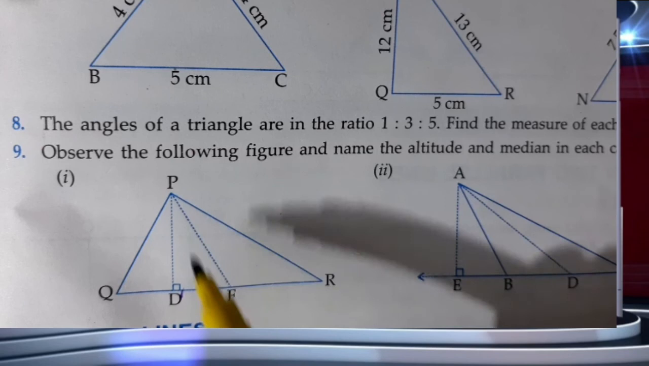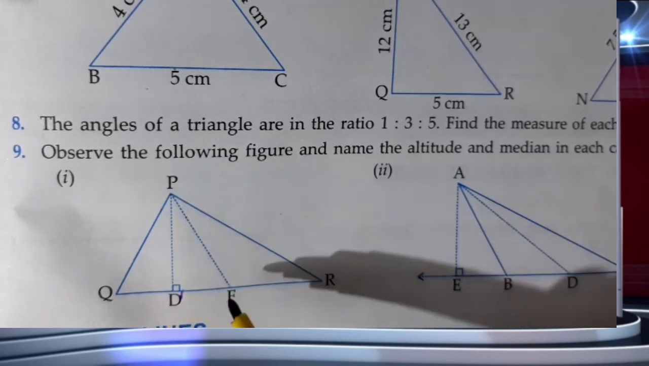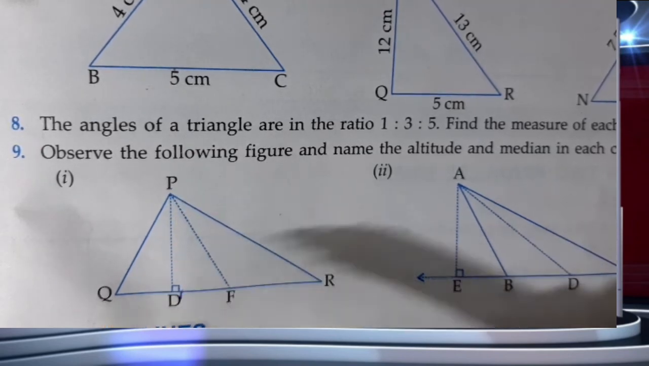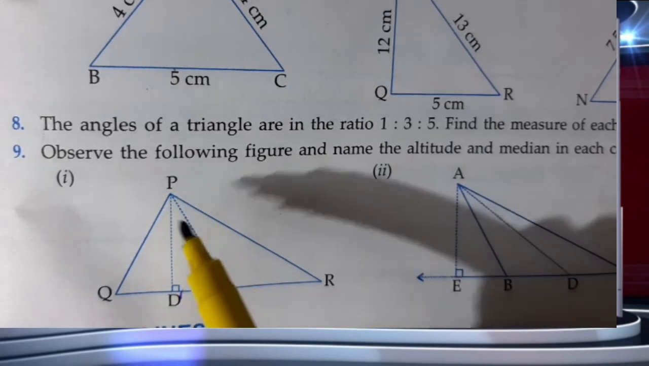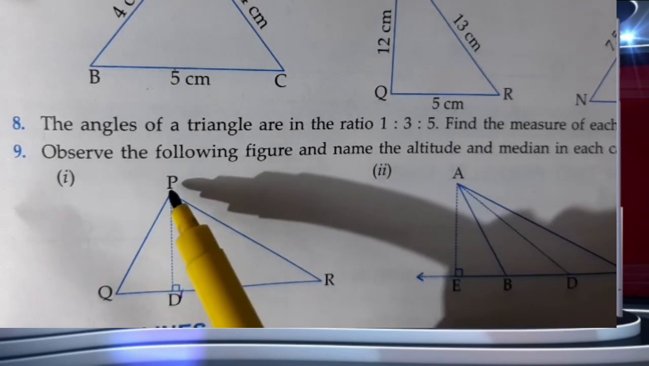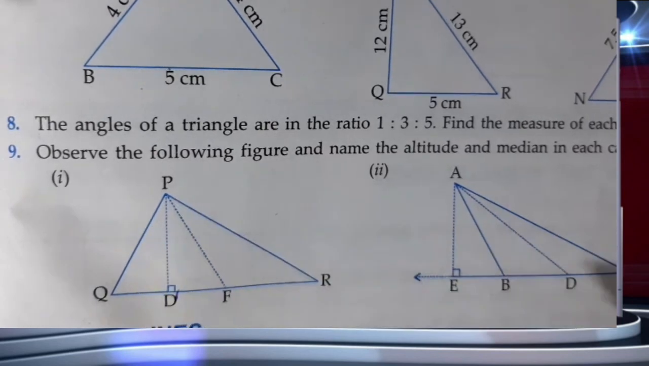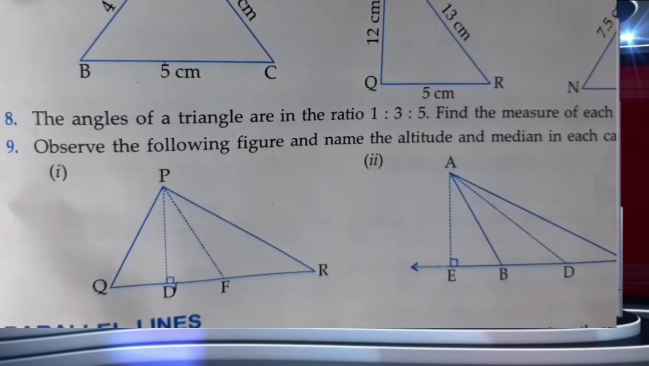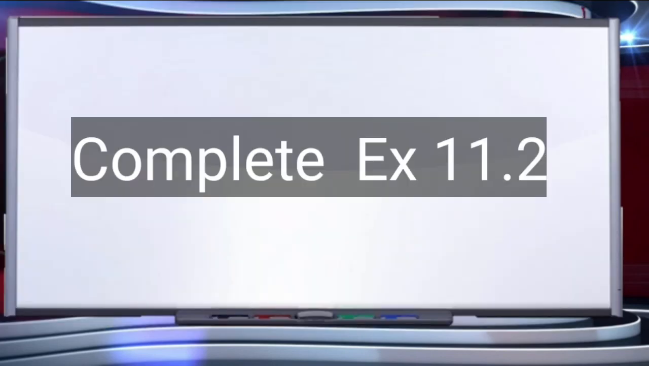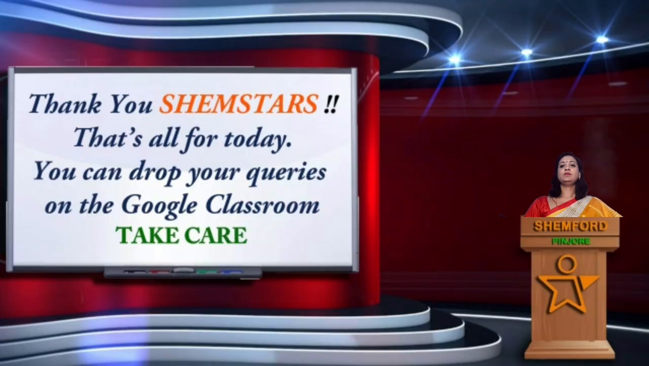PD is the altitude and PF is the median because F is the midpoint of Q and R. So the line from the vertex to the midpoint of the opposite side is the median. So PF is the median. Part 2 you will try yourself. Now you will complete exercise 11.2.